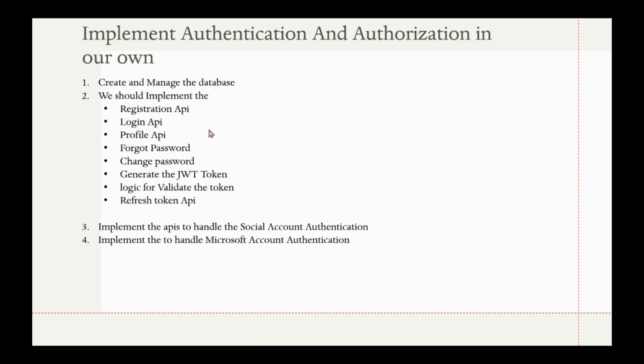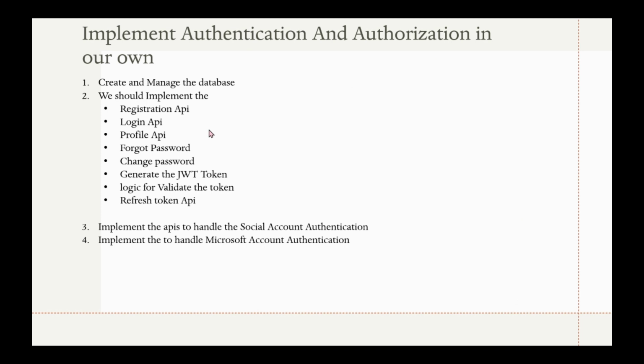And the second step is we should implement the registration API, login API, profile API, that means user profile API, forget password, change password, and you need to write the logic to generate the JWT token, and you need to write the logic for validating the token. You need to write one more API, refresh token, right? These are all things we need to write if we want to write our own authentication and authorization.